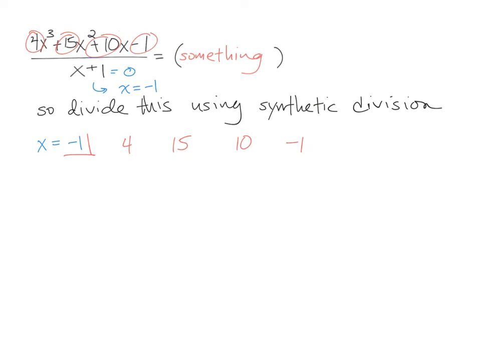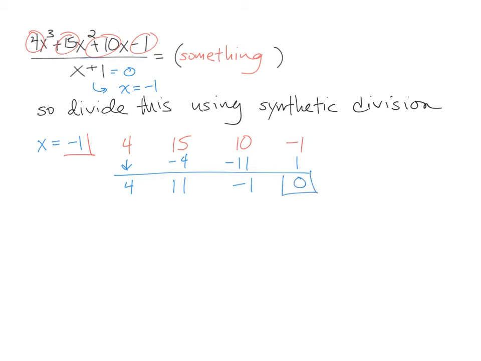All right, so we can take the -1 and do the synthetic division. So let's do this here. We can bring down the 4. -1 times 4 is -4. Add those together and get 11. So then I can do -1 times 11 is -11. And what does that give me? -1. Then finally we have -1 times -1 would give me a +1.